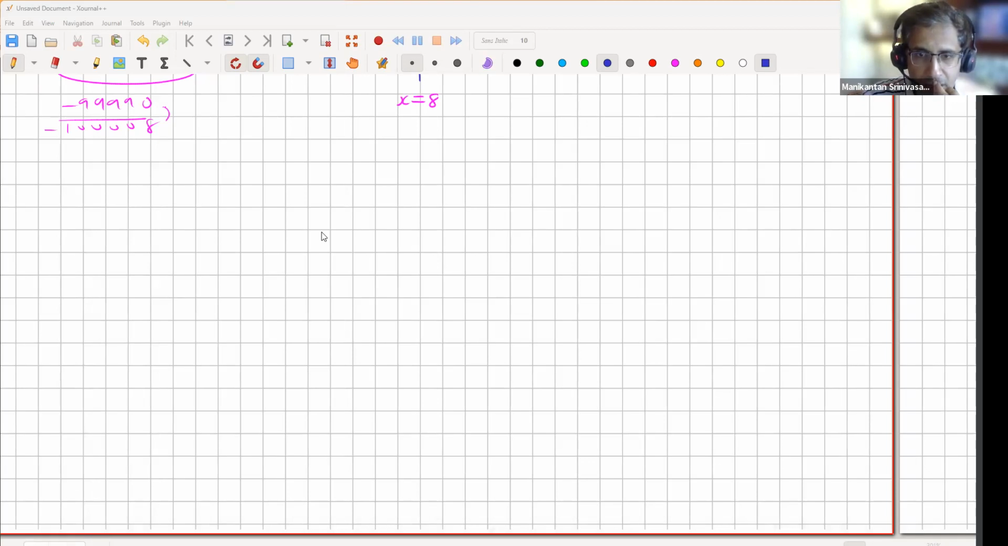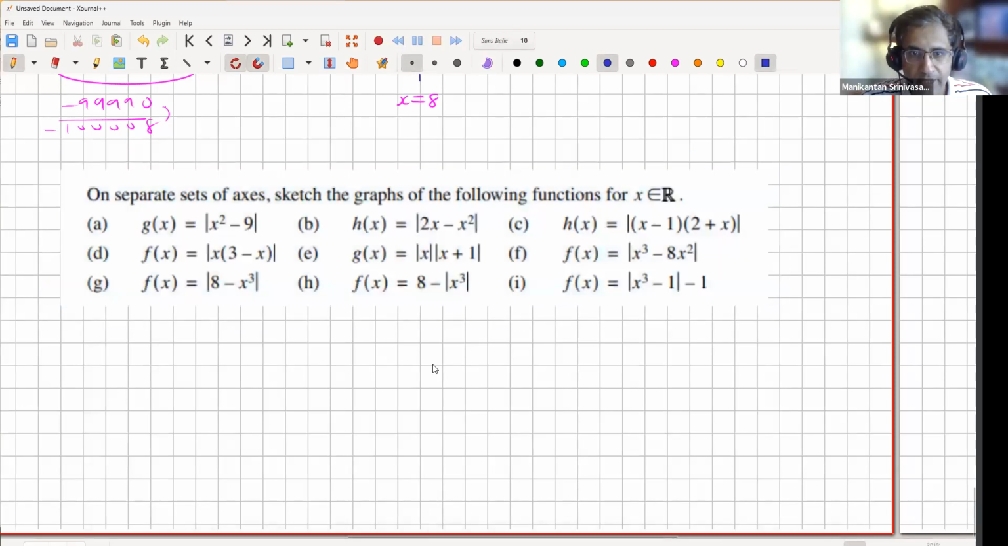Absolute value function. Okay, all right. So let's practice absolute value functions. We won't do all of them, but we'll pick one or two, right? So can we do maybe question B? Sketch the graph of the following function, mod of 2x minus x square. Can you try it? How will this function look? By hand. Sketch, it says, not plot. So you're not using a calculator, but just with pen and paper, you're supposed to sketch.